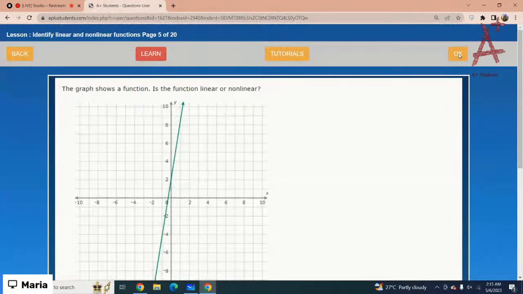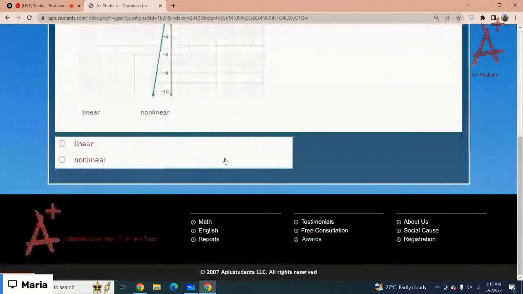The graph shows a function. Is the function linear or non-linear? Yes, the graph is a straight line, so it would be a linear function.